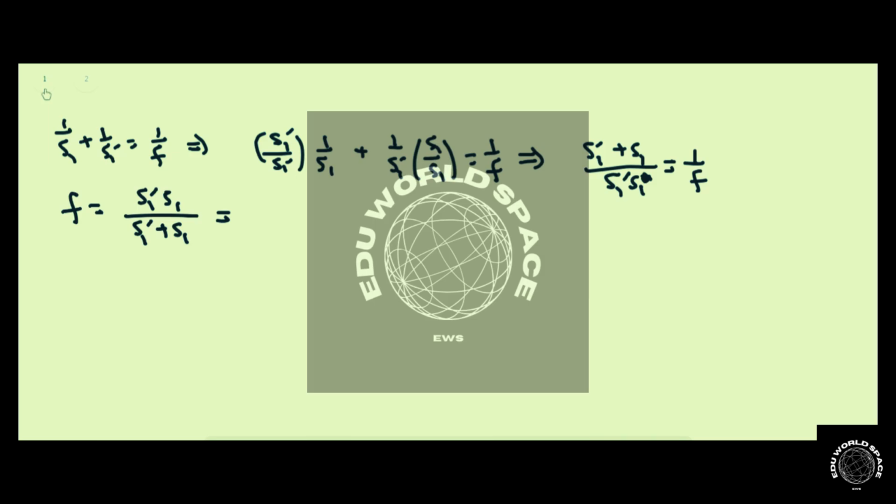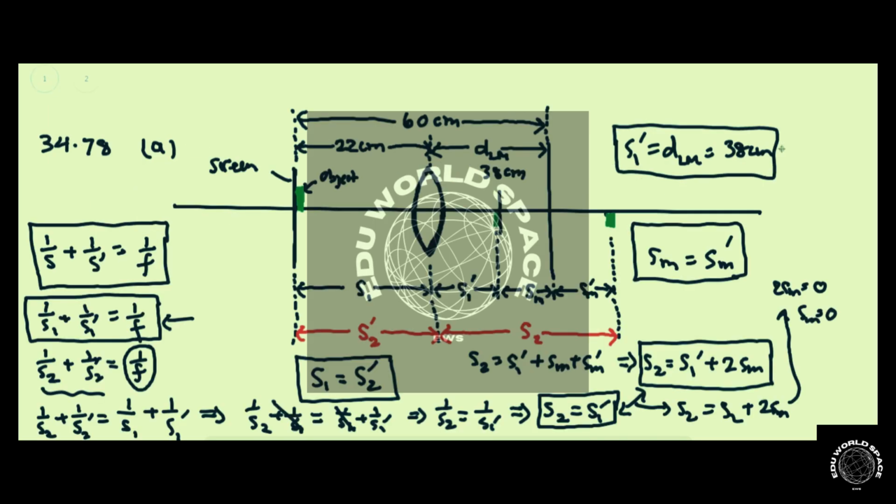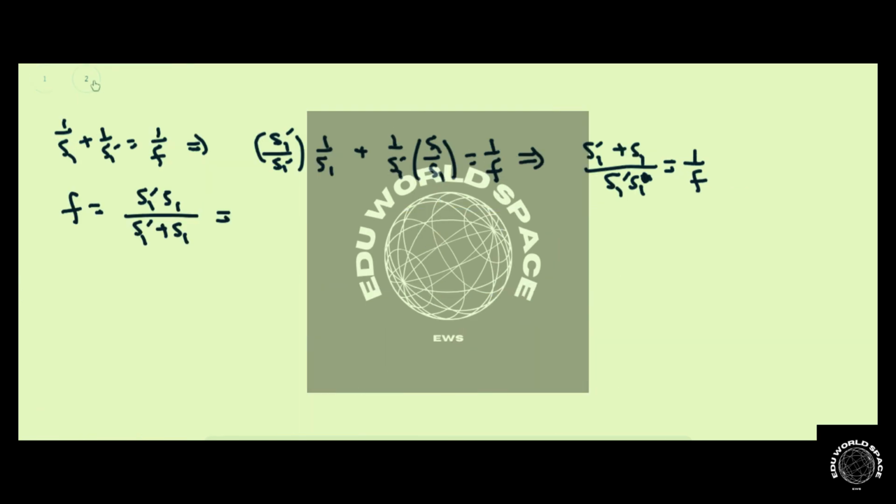Let's go back to page 1. So S1 primed is 38 and S1 is 22, both in units of centimeters. So that's 38 centimeters times 22 centimeters divided by 38 centimeters plus 22 centimeters. And I'll leave it to you as an exercise to plug this number into a calculator, and then you'll get your final answer for the focal length.